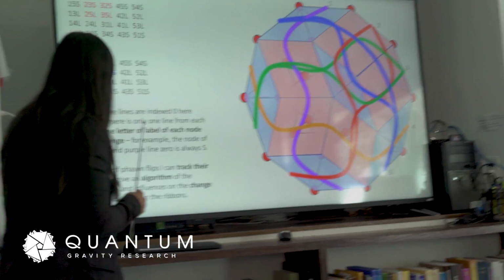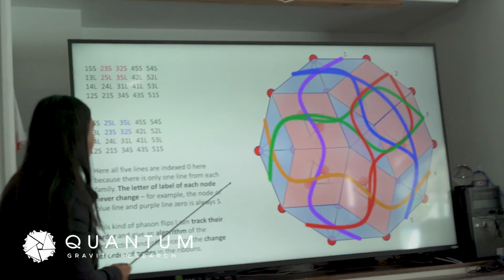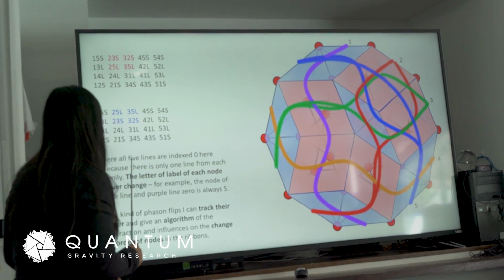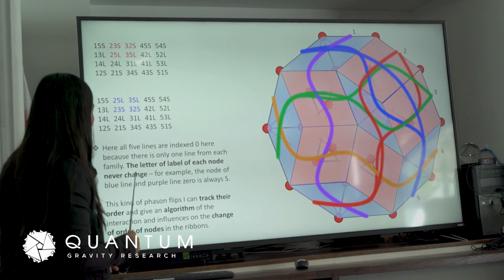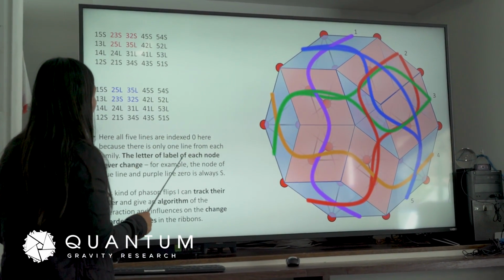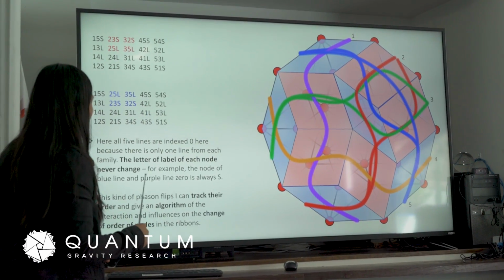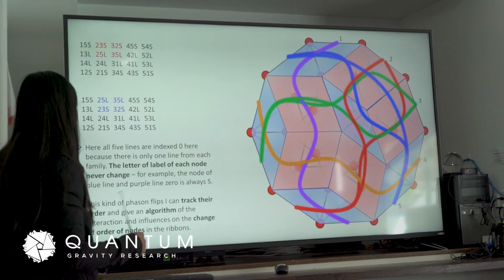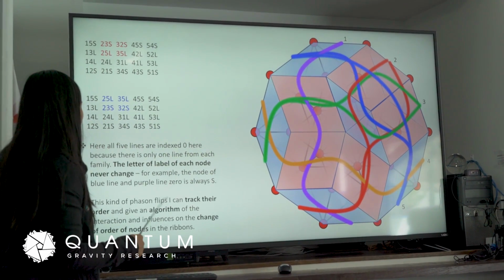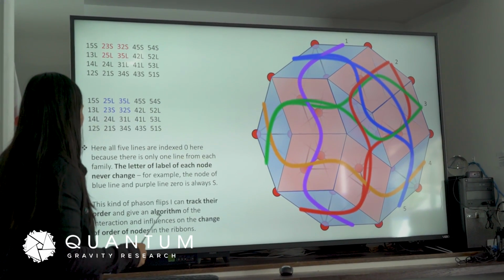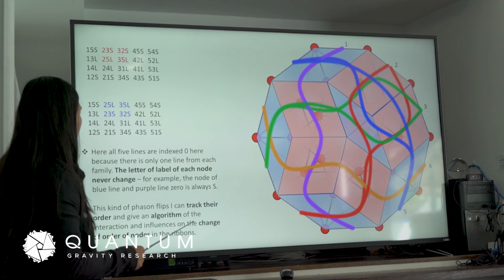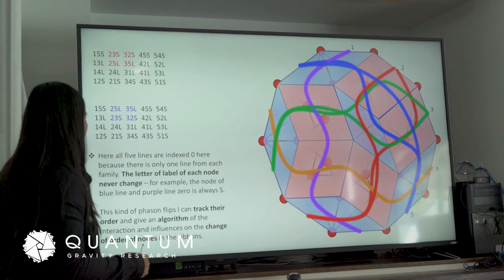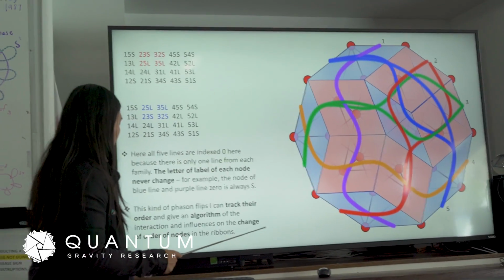Yeah, so just so I don't miss key points, here the 5 lines are indexed 0 here, because they're all indexed. And there is only 1 line for each family. The label of each node never changes. For example, the node of the blue line, purple line 0 is always S. With these fits and flips, I can track the order and give an algorithm on the interactions and influences on the change of order of nodes in the ribbons.